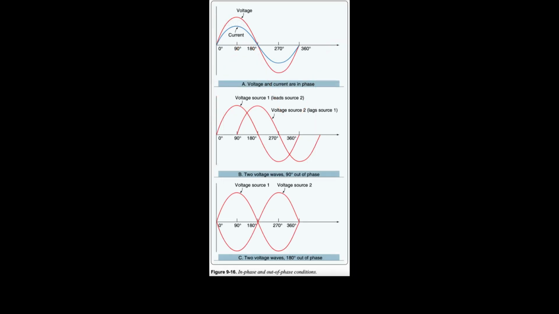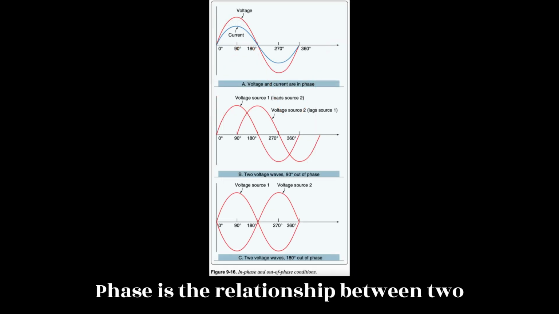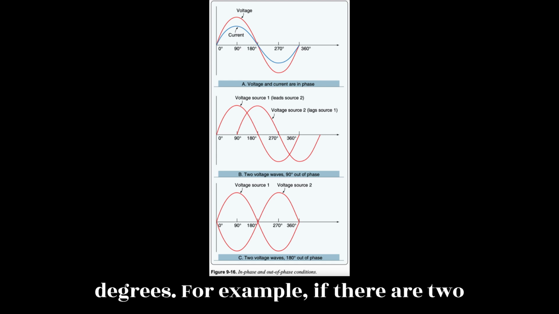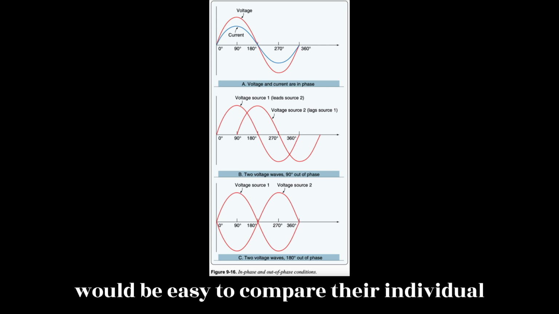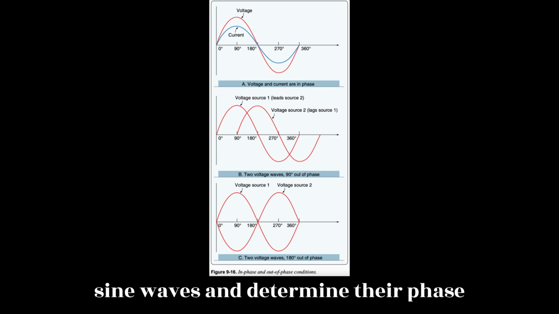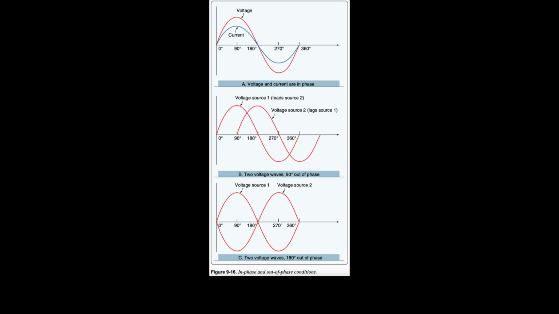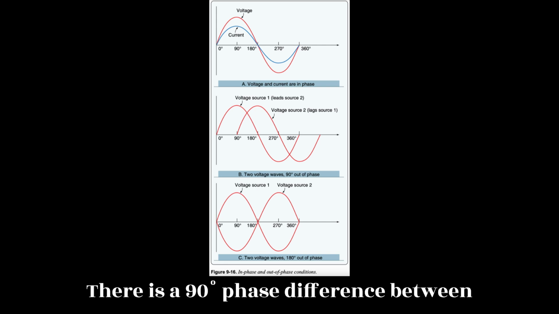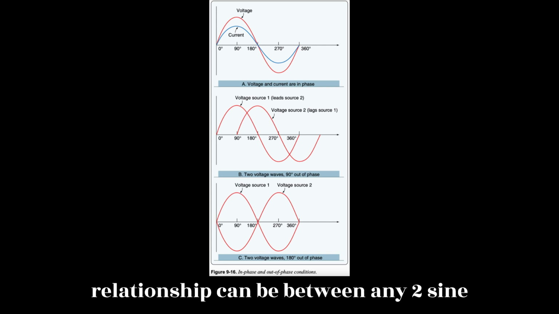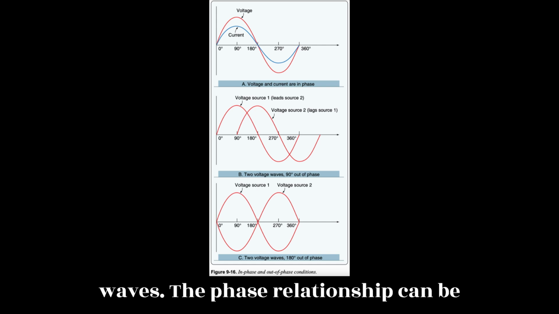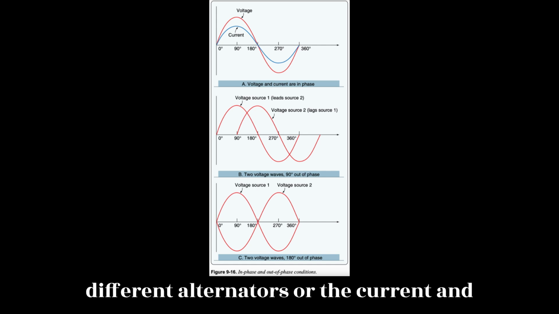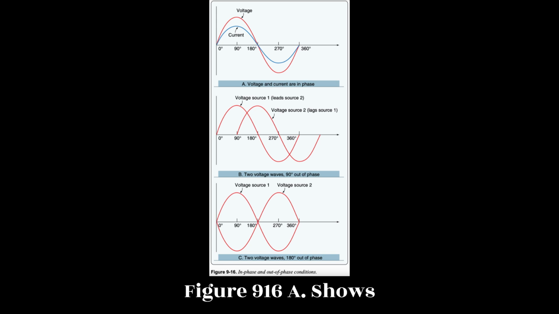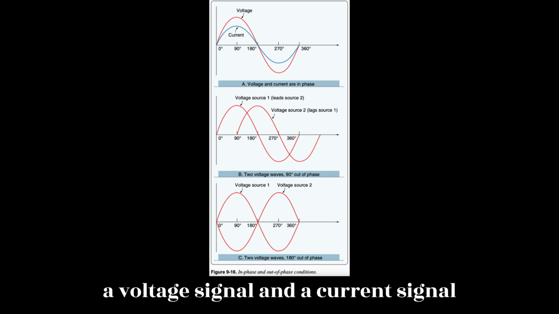Phase relationships. Phase is the relationship between two sine waves, typically measured in angular degrees. For example, if there are two different alternators producing power, it would be easy to compare their individual sine waves and determine their phase relationship. In Figure 9.16b, there is a 90 degree phase difference between the two voltage waveforms. A phase relationship can be between any two sine waves. The phase relationship can be measured between two voltages of different alternators or the current and voltage produced by the same alternator. Figure 9.16a shows a voltage signal and a current signal superimposed on the same time axis.